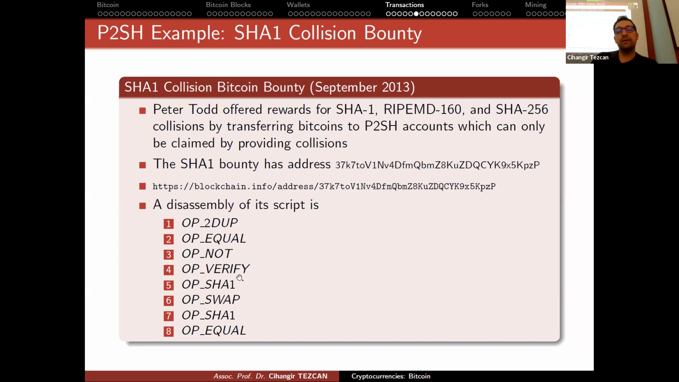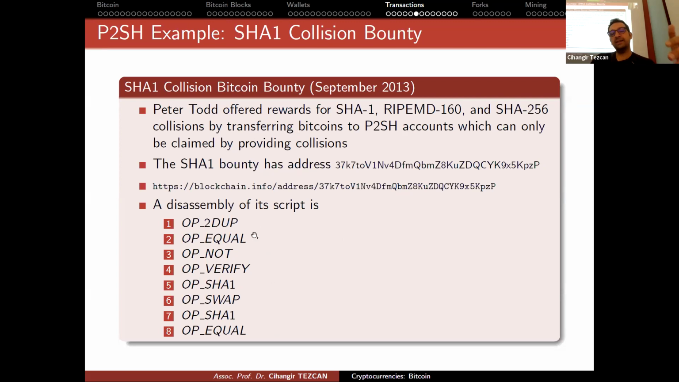Equal, not, verify, SHA-1, swap, SHA-1, equal. So this is the script. And this tells you that if you can provide collisions for SHA-1, you can perform a transaction for this address. So let's look at this in detail.